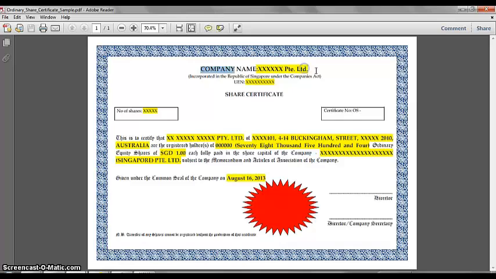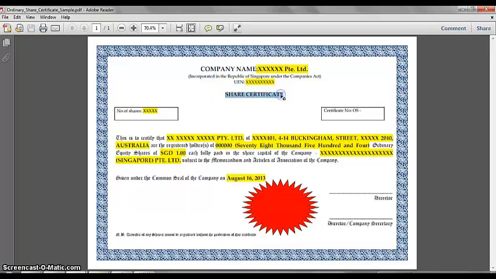We have the company name. The company name will be the Singapore company that has been incorporated. It specifically mentions that it is incorporated in the Republic of Singapore under the Companies Act. Then you have the UEN number. The UEN number again stands for the unique entity number.